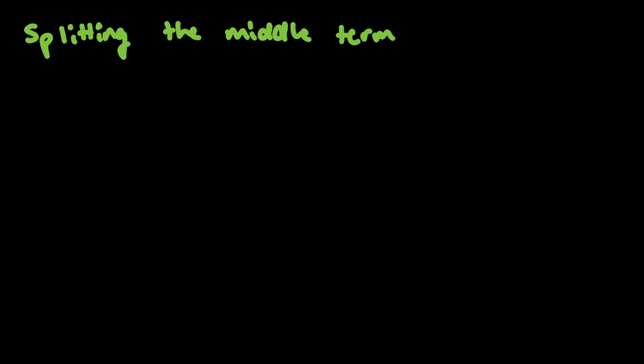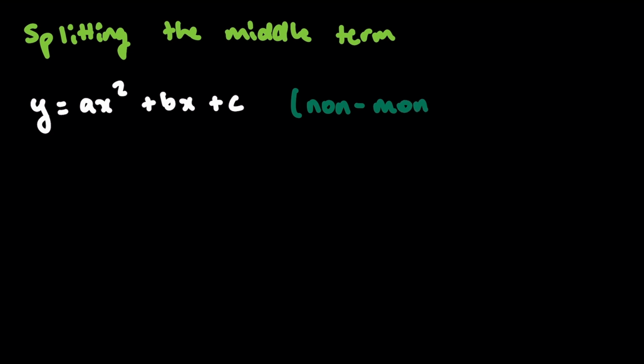What happens now if I have a quadratic that isn't monic? So a quadratic that looks like this. In this example, this quadratic would be referred to as non-monic. The reason it's called a non-monic quadratic is because there is a value in front of the x squared that is not 1. So for example, it could be 2x squared or minus 3x squared and so on.